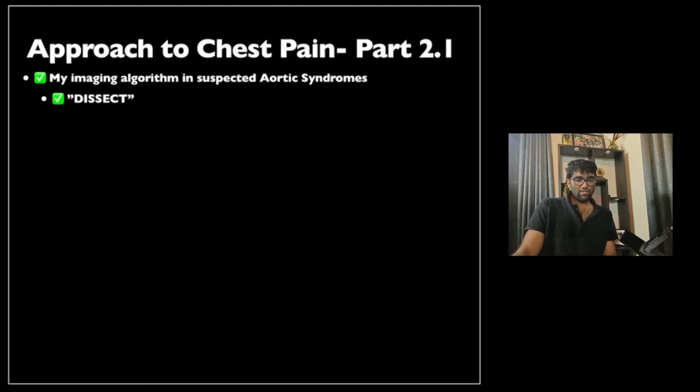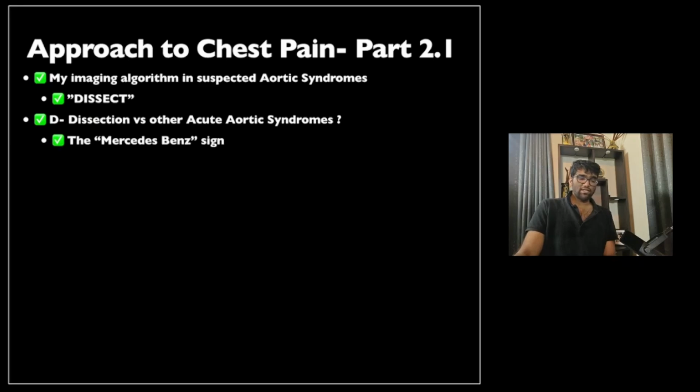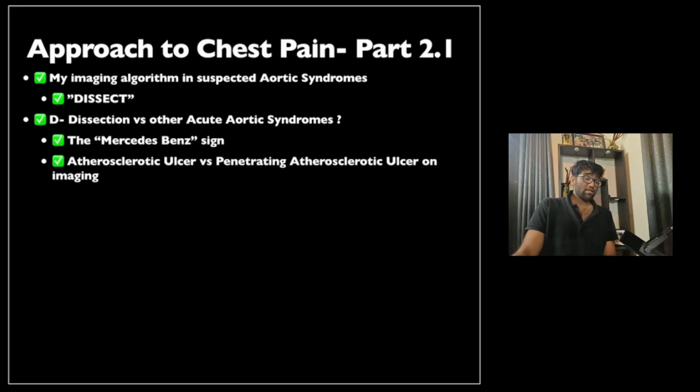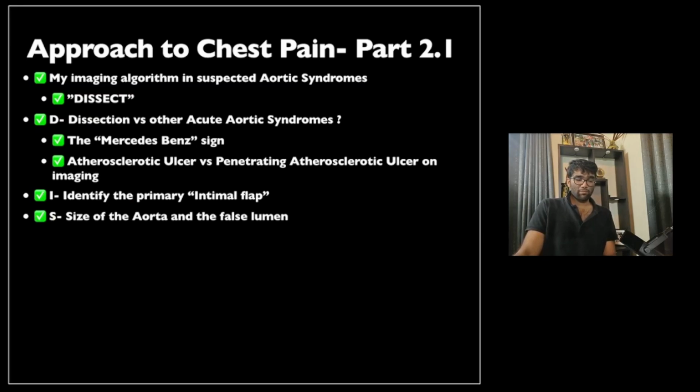So in this video, I have discussed an imaging algorithm for acute aortic syndromes using the mnemonic DISSECT, D standing for dissection. We've discussed the Mercedes-Benz sign to differentiate atherosclerotic ulcers from penetrating atherosclerotic ulcers on imaging. We've identified the primary intimal flap, or actually the lack of that in case of an intramural hematoma. S stands for size of the aorta and the false lumen. SE stands for segment affected.